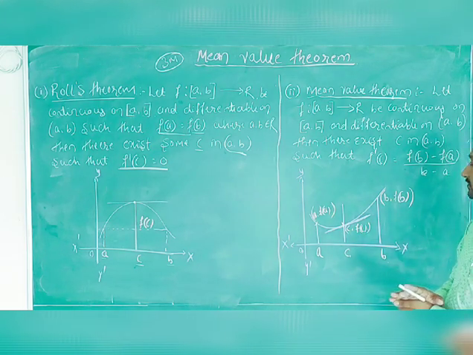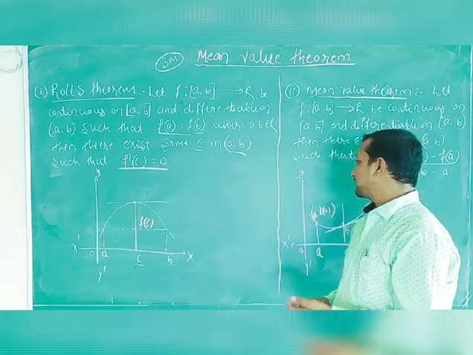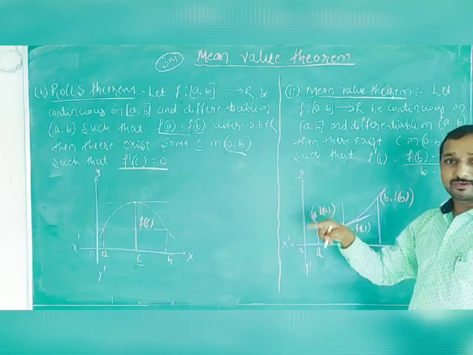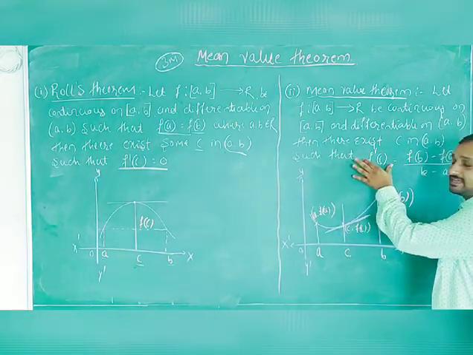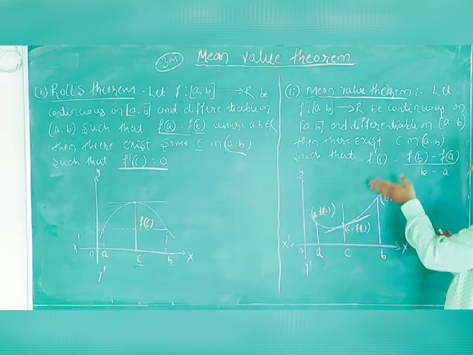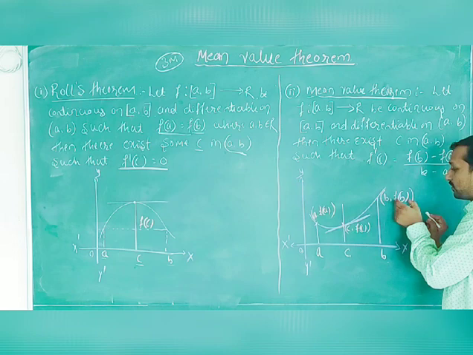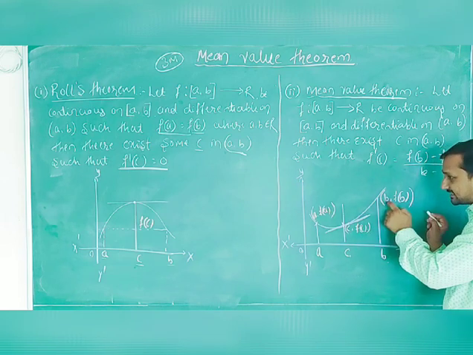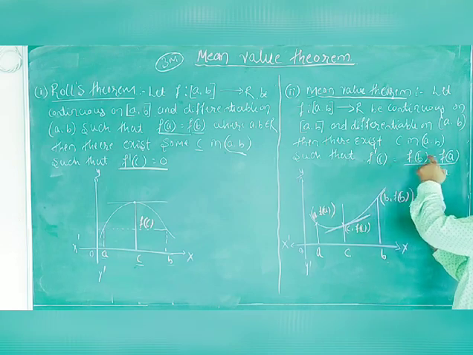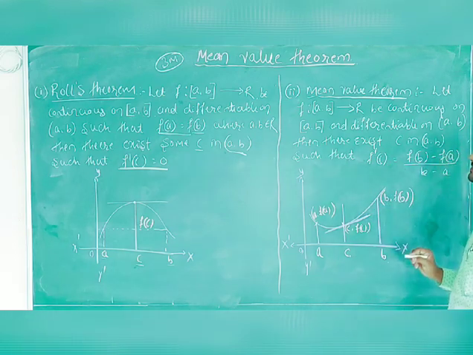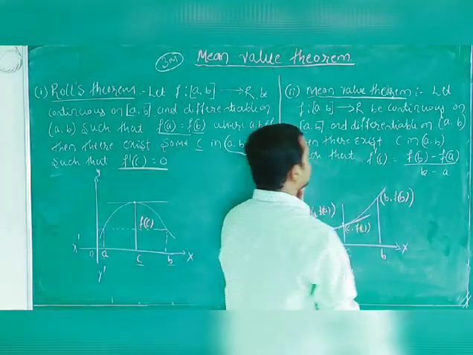By using slope of tangent, what is the formula for slope of tangent? Slope is equal to y2 minus y1 divided by x2 minus x1. That's why f dash is said to be the slope of the tangent. What is your y2? f of b, and y1 is f of a. So f dash of c is equal to f of b minus f of a divided by b minus a. Is that clear? These two are the theorems.